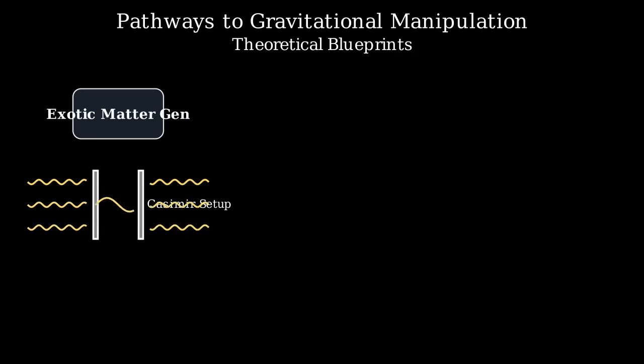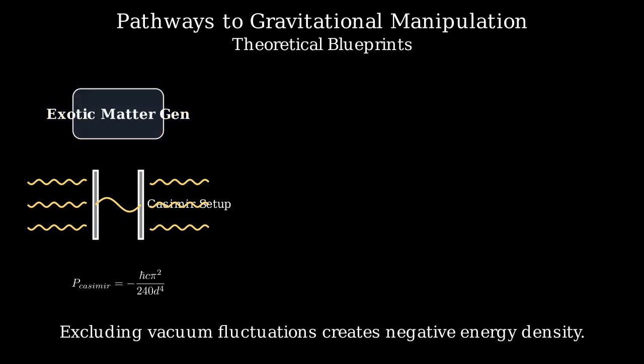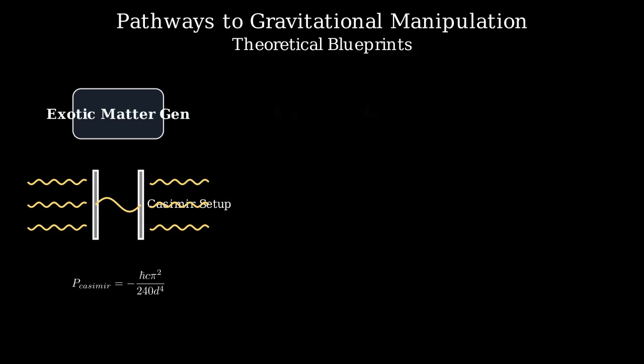By using a Casimir setup with two parallel plates, we can restrict the types of vacuum fluctuations that can exist between them. Notice how fewer waves fit inside than outside. This difference creates a measurable pressure and a region of negative energy density relative to the surrounding vacuum. This negative energy is mathematically described by the Casimir equation and is a crucial ingredient for stabilizing more advanced gravitational structures.